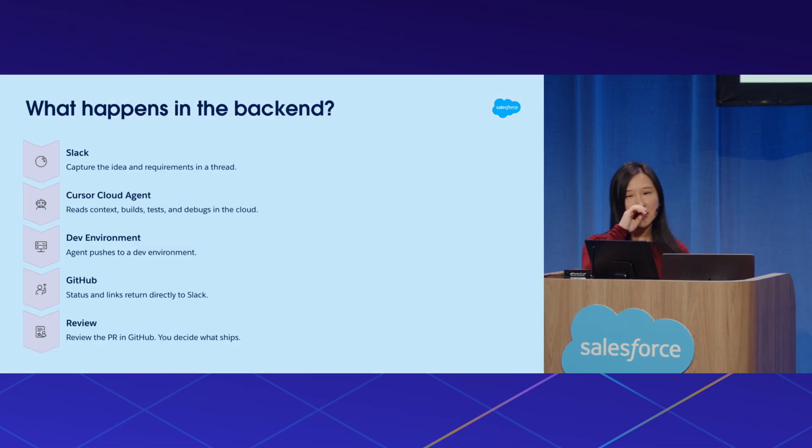So what happens in the back end is that Slack is the place where you capture the information, the requirement, and prompt the agent. And then the cloud agent gets spun up, and then it creates a cloud environment to read the information from the thread, and it pulls the code from GitHub. And then it builds, tests, and debugs in the cloud environment. Then after it works on the code, it pushes it back to GitHub so that you can see the pull request, what changes it's made, and you can preview it.